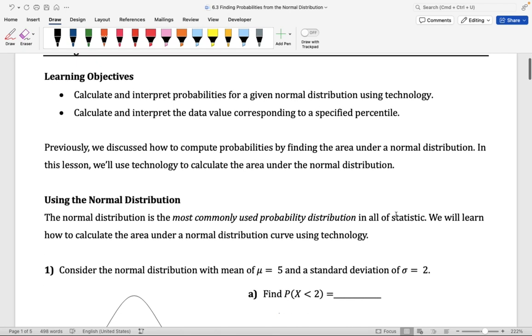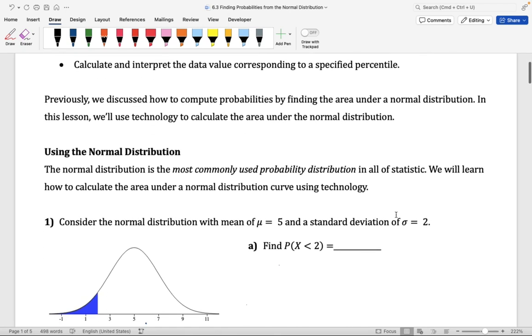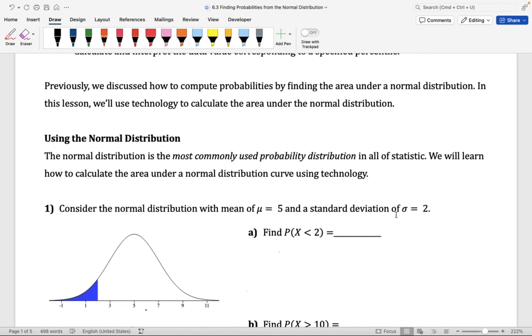Previously, we discussed how to compute probabilities by finding the area under a normal distribution. We did some examples where we approximated the area using the empirical rule. Remember, when we use the empirical rule, we get a rough estimate of those probabilities. In this lesson, we're going to level up. We're going to use technology to calculate the area under the normal distribution. When we calculate the area under a normal distribution, we are calculating probabilities.